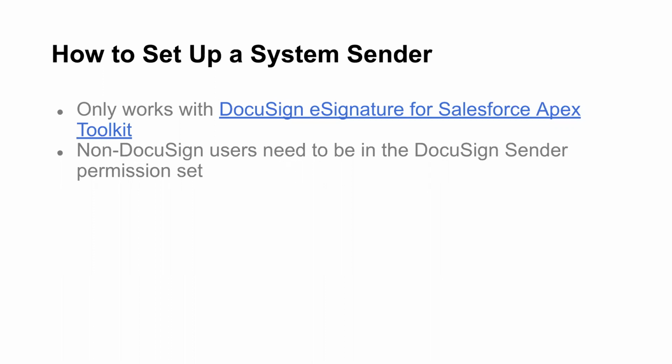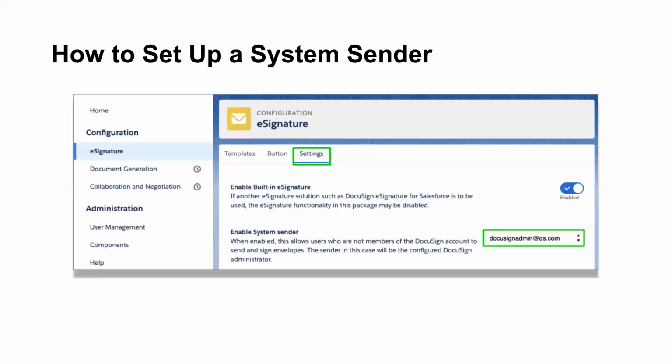You can use a different model if you want to use a system sender, though. I'm not sure about the pricing for this, so that would be something you have to talk to a rep about. But technically, this is setting up a user that sends on behalf of other non-DocuSign users. This only works with the DocuSign for e-signature for Salesforce Apex toolkit. And then non-DocuSign users need to be added to the DocuSign sender permission set for this to work. What you do here, you go to the setup tab again, e-signature, settings, and then you're going to see something called enable system sender pretty high up on the page.